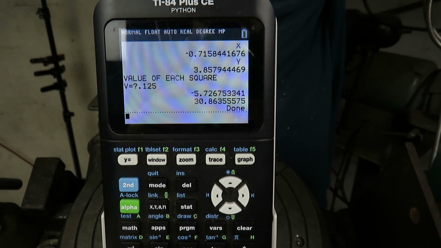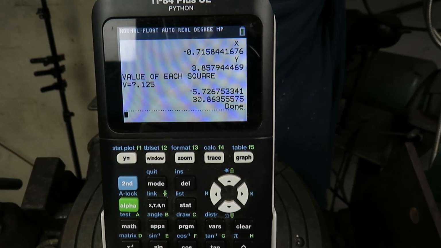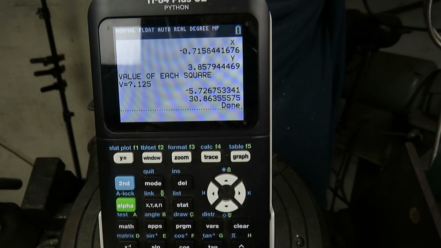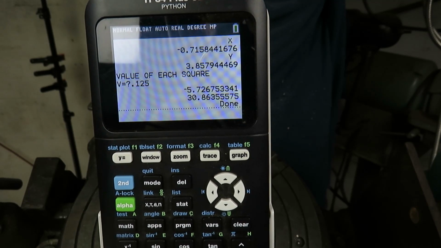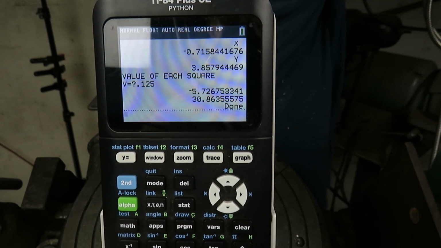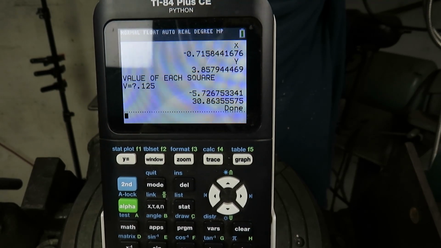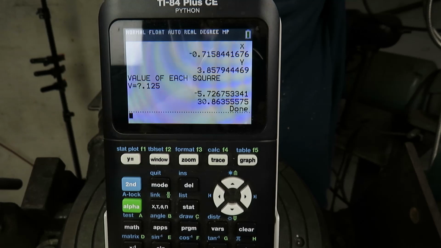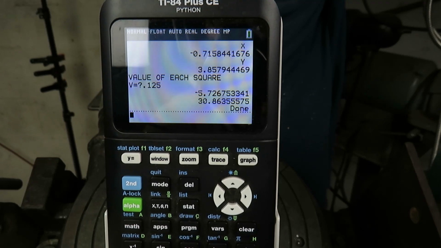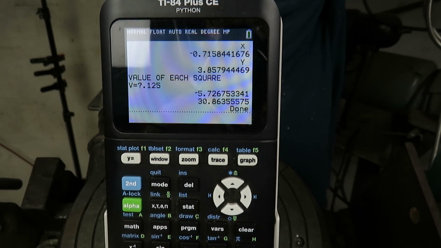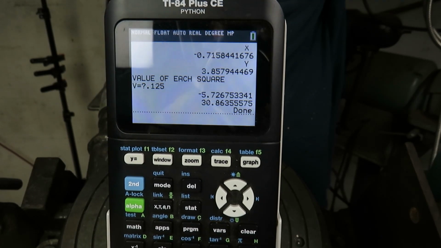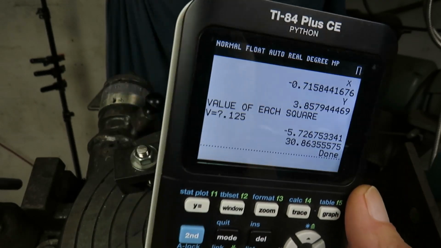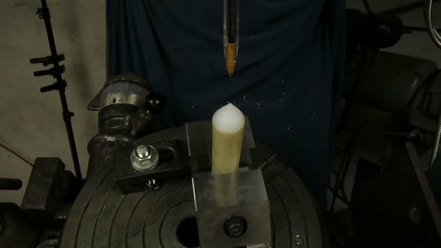So 5.7 squares left, to the left because it's negative. I would count that far from the center, the spot I designated as center on the graph paper, and then I would count up 30.8 squares. Put a dot at those coordinates. Anyway, this is what I use. I programmed the calculator to do this.